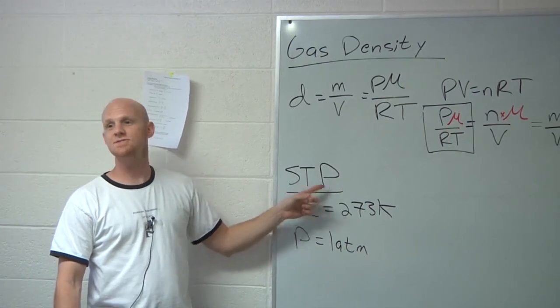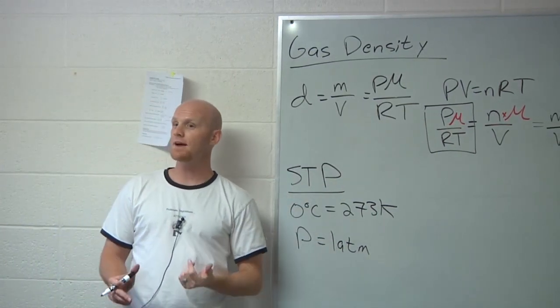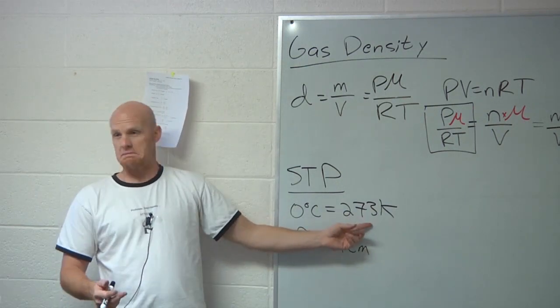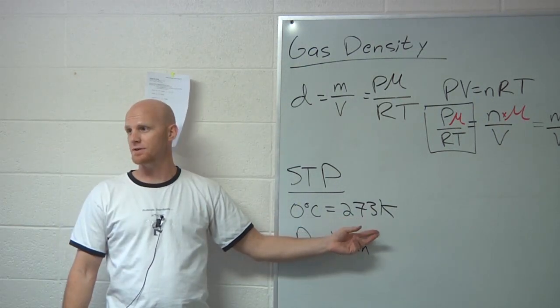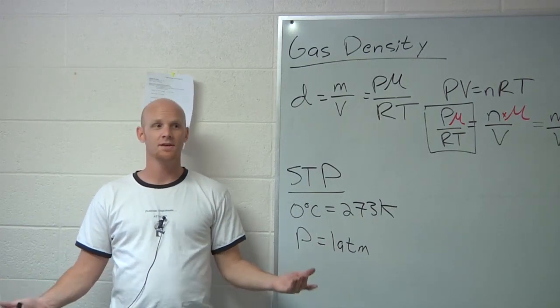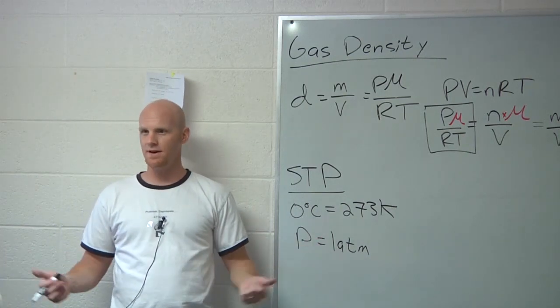When you're at STP, many gases have fairly ideal behavior, because this is considered a rather high temperature. And 1 atmosphere is considered a rather low pressure. And those, again, are when the two assumptions we made are satisfied best.